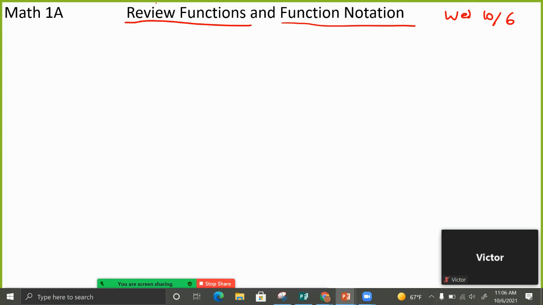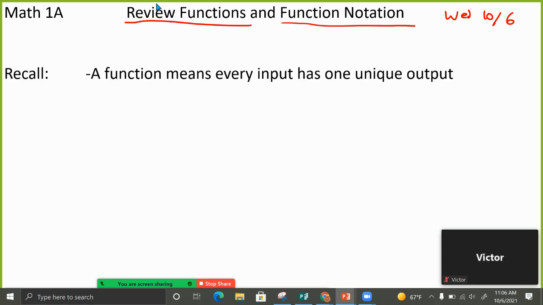Domain and range of functions, and determining if a relation is a function or not. And doing some plugging in of numbers for a function and finding outputs, plugging in inputs and getting outputs. So those are all the skills I want us to be able to do for this unit.